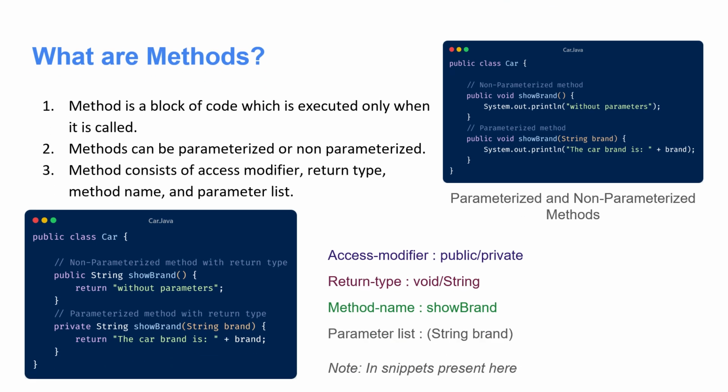What are methods? A method in Java is a block of code that performs a specific task, and it runs only when you call it. Methods can be parameterized or non-parameterized, depending on whether they take input. Typically, a method has 4 parts: an access modifier, a return type, the method name, and an optional parameter list. Methods help you reuse logic, reduce repetition, and keep your code clean and organized, which is exactly what interviewers love to see.